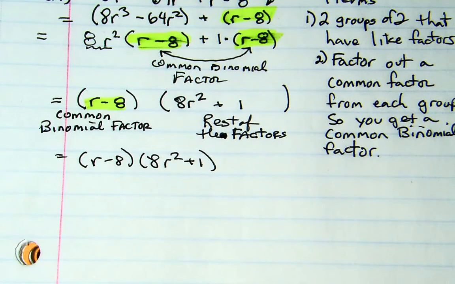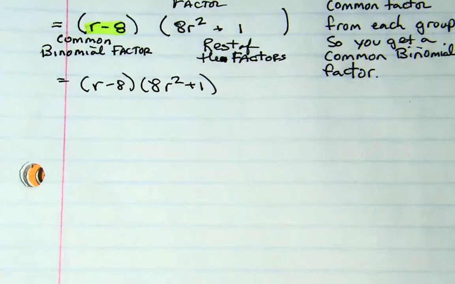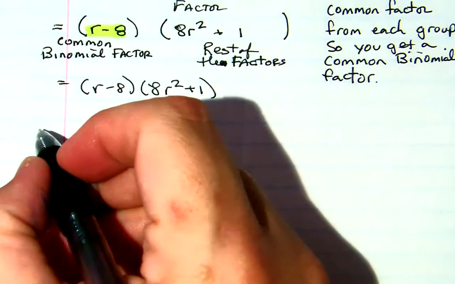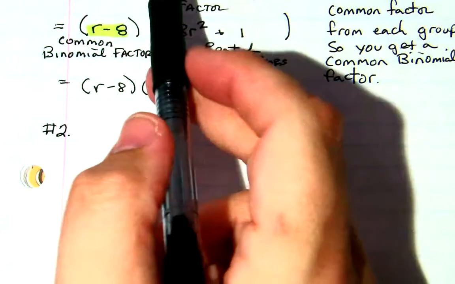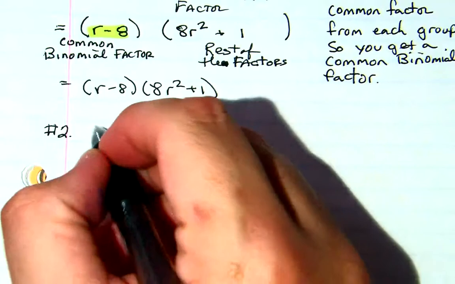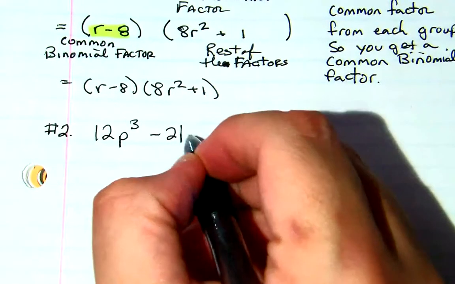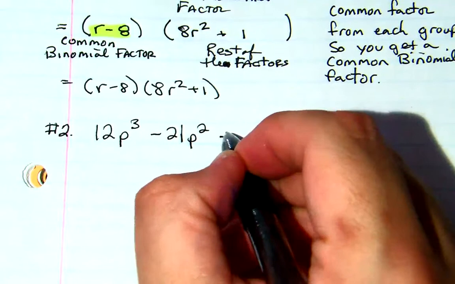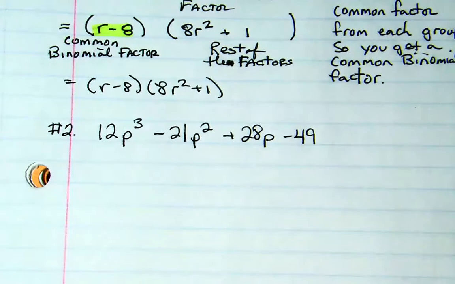Now I want to do another one. This is going to be on the video, because this video is only 2 minutes long so far, that goes through the steps one more time. So this is actually number 2 on your worksheet. This was number 1 on the worksheet. This is number 2, which is 12p cubed minus 21p squared plus 28p minus 49.